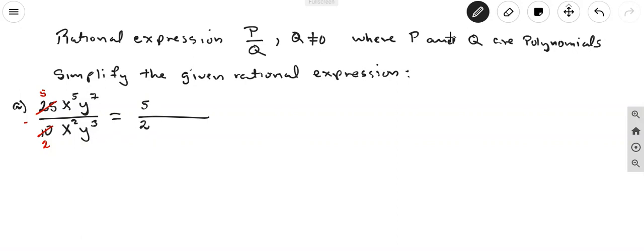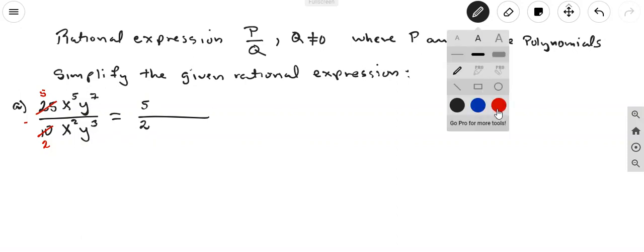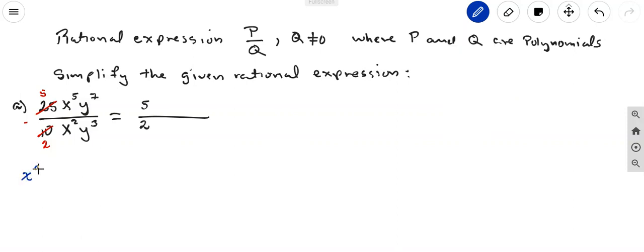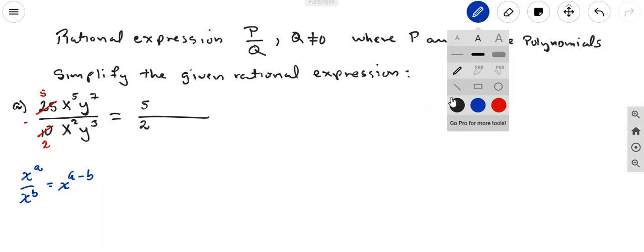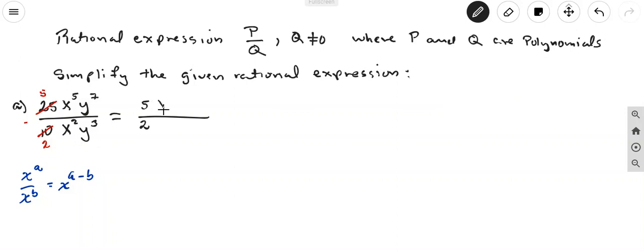And then you can try to remember the rule of exponents that says that x to the a over x to the b is equal to x to the a minus b. That means when we have a quotient between two exponential expressions, you will subtract the exponents, right? So using the rule of exponents, I will be subtracting now the exponents. So I'm going to say x to the 5 minus 2, y to the 7 minus 3.